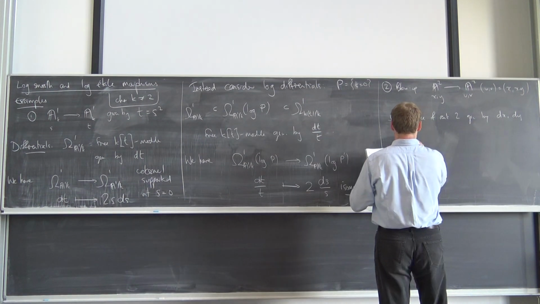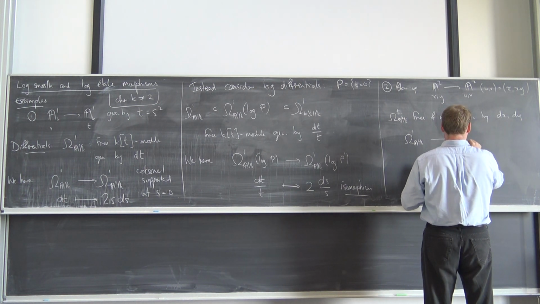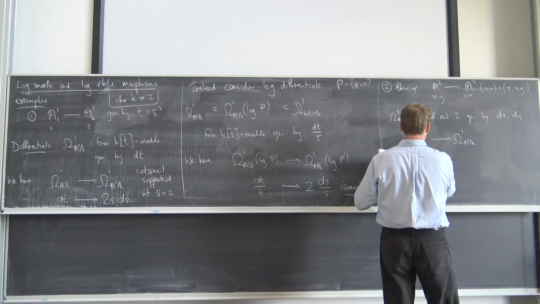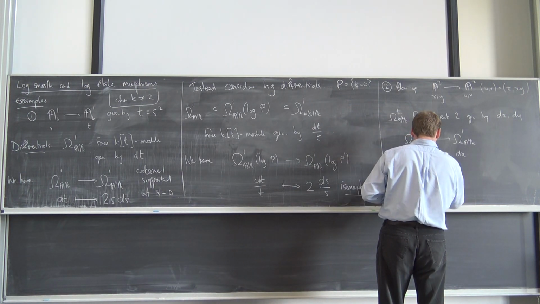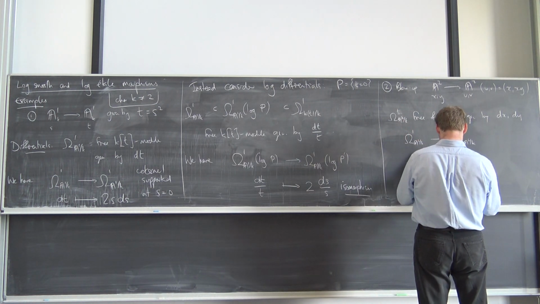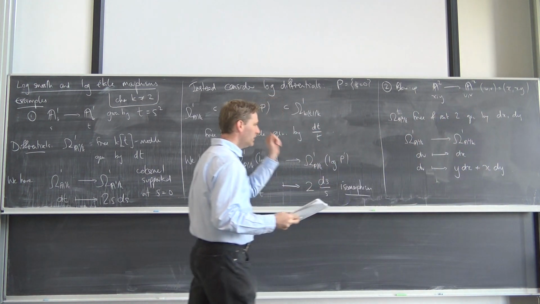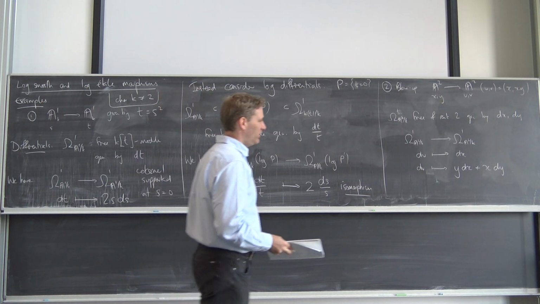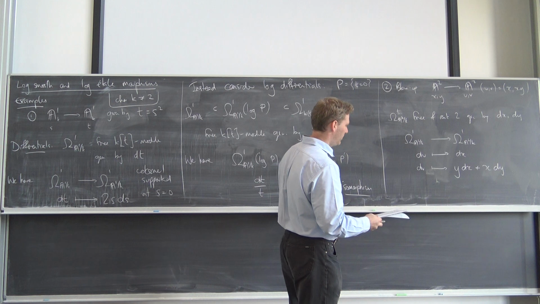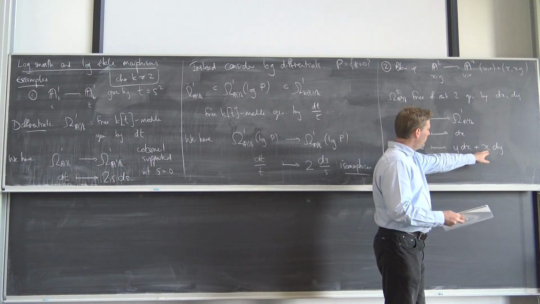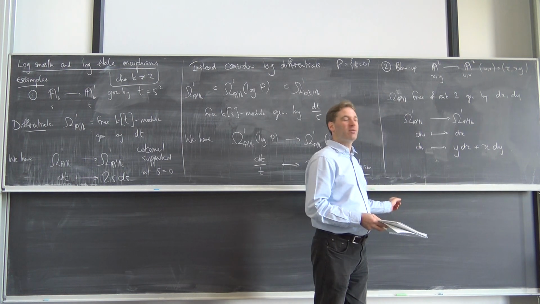So what do we have? We have omega 1, du goes to dx, and dv, well, we'll use the Leibniz rule, goes to y dx plus x dy. Okay, so this map is, again, definitely not surjective. There's something weird going on here. As soon as x equals 0, this map has a cokernel. So it has a cokernel supported on the locus where x equals 0.